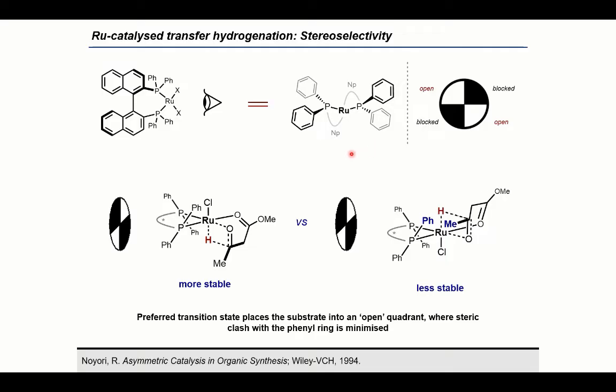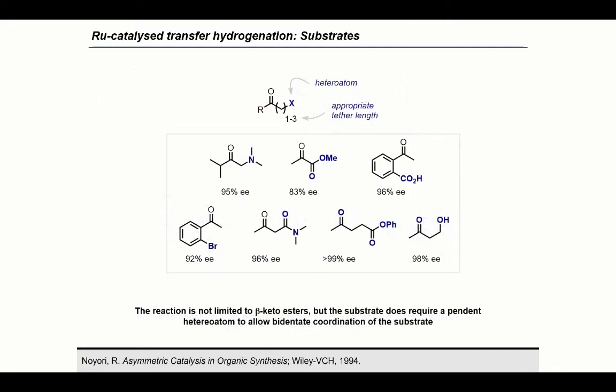In the left orientation, the carbonyl group and its methyl substituent do not clash with this phenyl ring. However, in the orientation on the right, which would give the opposite enantiomer, there is a significant clash with the phenyl ring. Hydrogenation would thus proceed to the face of the carbonyl shown on the left side rather than on the right side. So far we have focused on beta-keto ester substrates for Noyori hydrogenation.